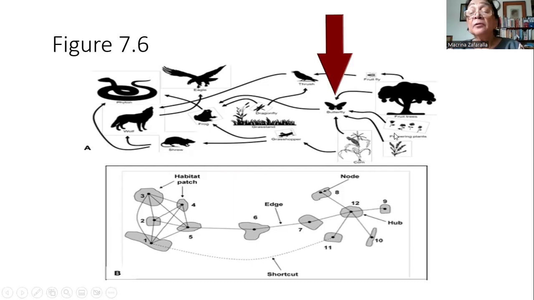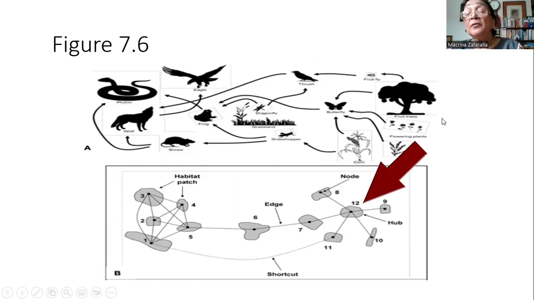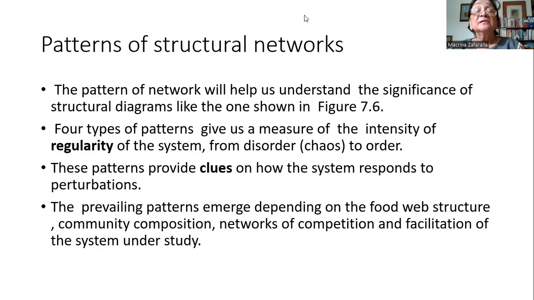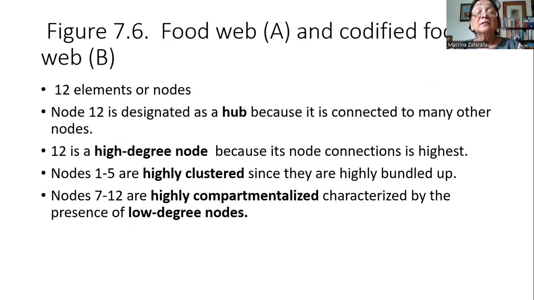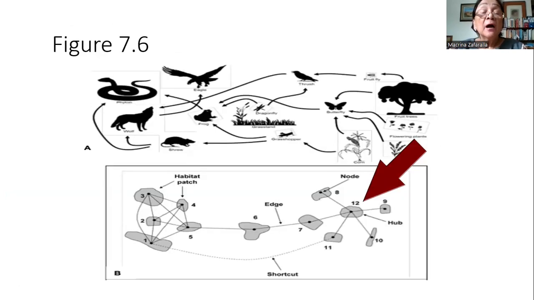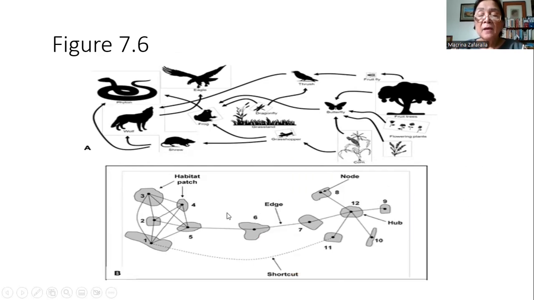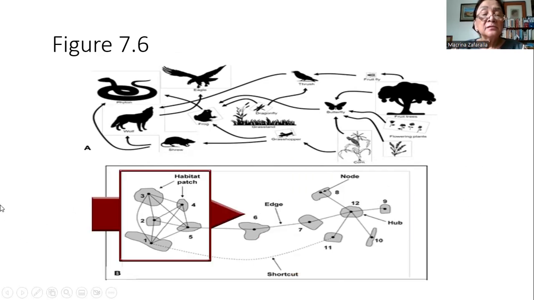And this node, on the other hand, although it has 4 nodes connected to it, is one that is highly compartmentalized. There is the presence here of a low degree node. This is a high degree node, and here is a low degree node. And this is highly compartmentalized as opposed to this highly clustered node.